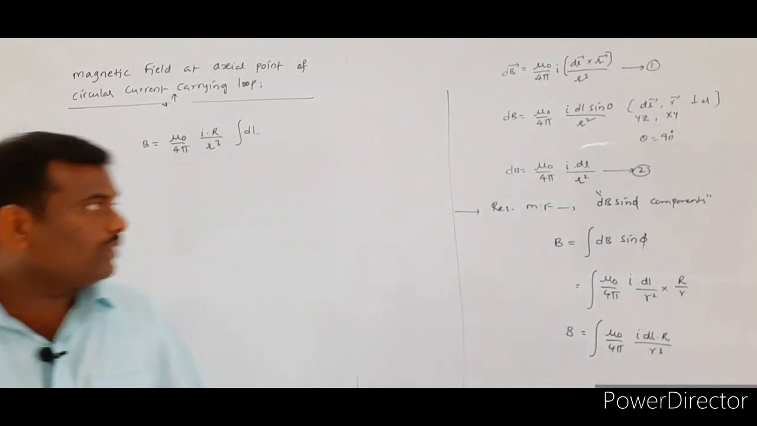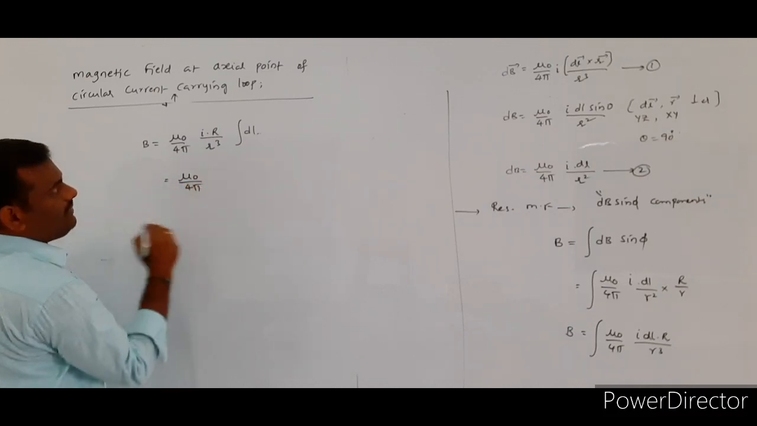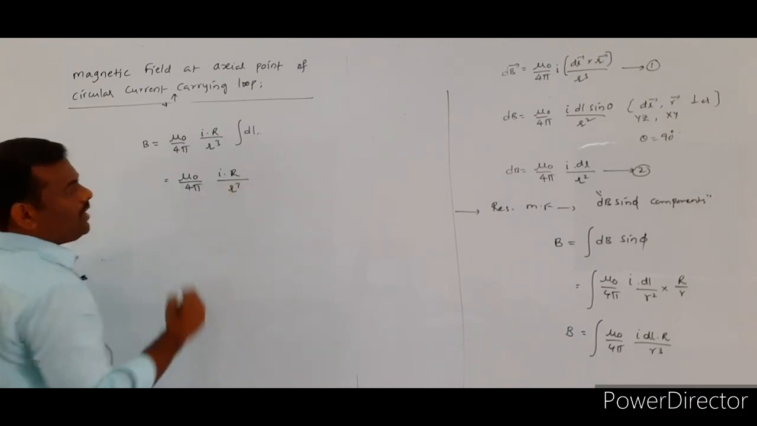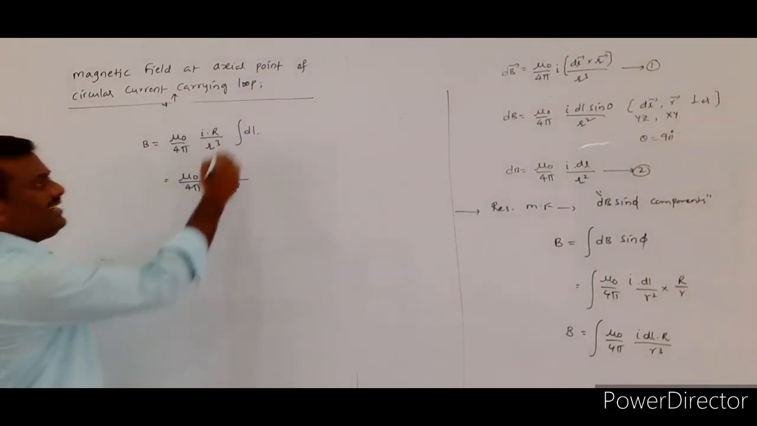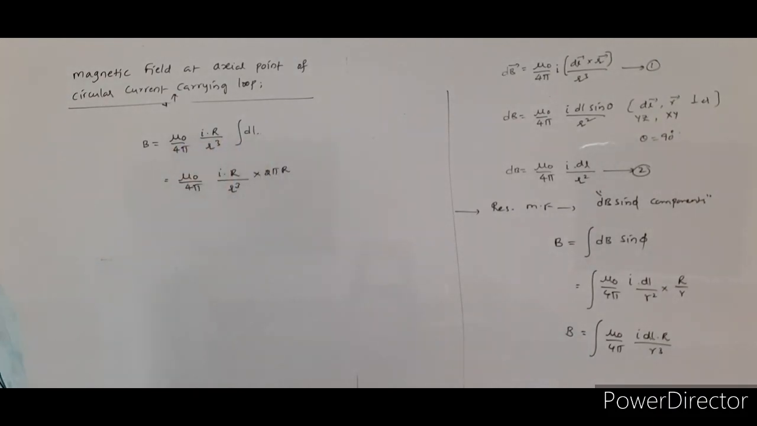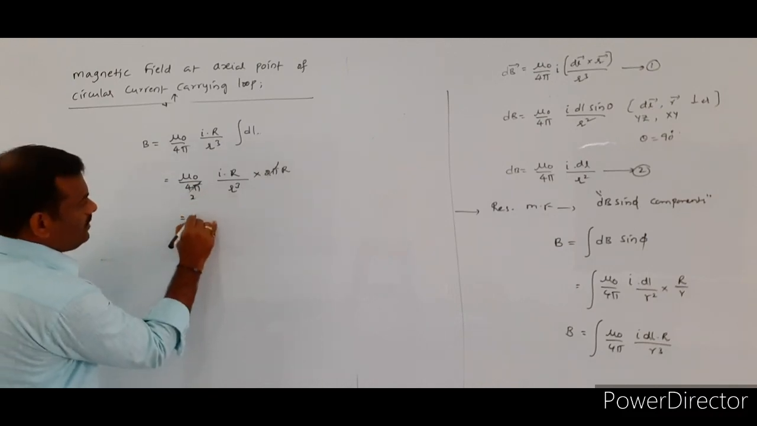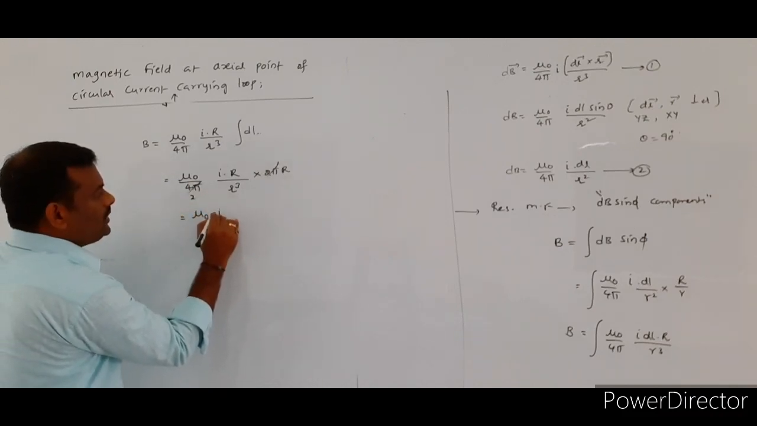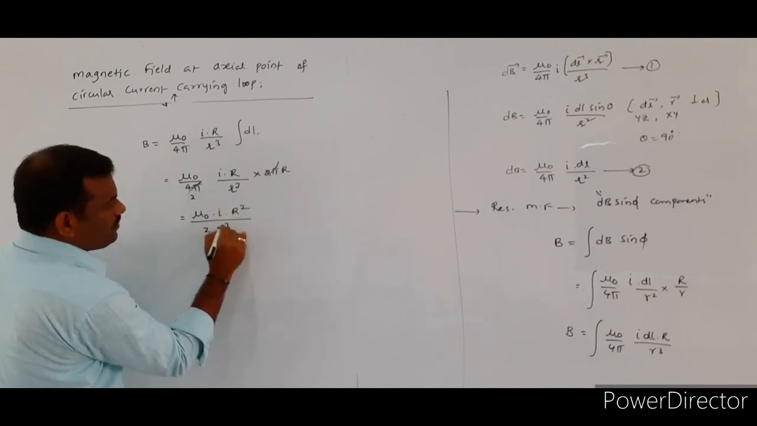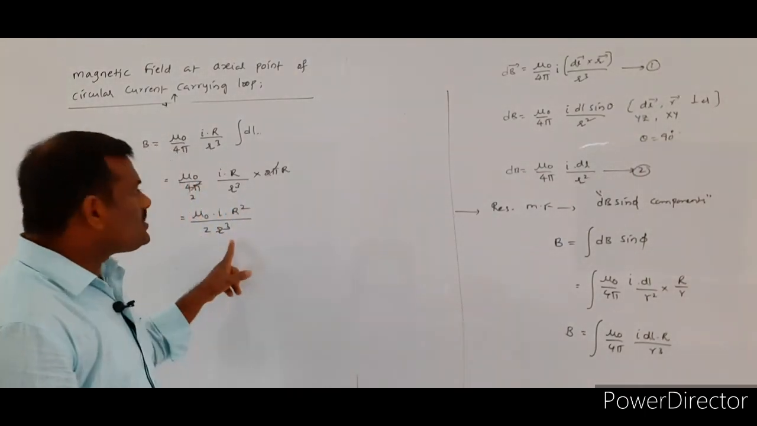So the total length of the circular loop is nothing but its circumference. B is equal to mu naught by 4 pi I into R by small r cube. Integral dl value is equal to 2 pi R. So 2 pi, 2 times, cancels. So this value is equal to mu naught into I into R square by 2 into small r cube.